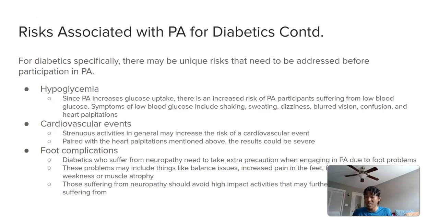And so your glucose can actually get too low for your body to function the way it wants to, and there are going to be symptoms associated with low blood glucose. The symptoms include shaking, sweating, dizziness, blurred vision, confusion, and heart palpitations. And that last symptom, heart palpitations, is a really nice segue into the next one, which is a cardiovascular event. That's another risk associated here.